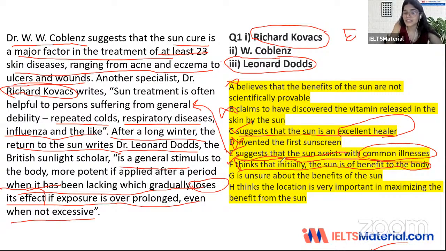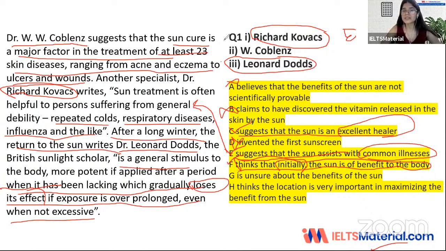Why? Because here we are talking about "initially". We are not saying the sun is always beneficial, or beneficial even if we use it for a prolonged time. We are just saying that initially it is very beneficial, right? And this is exactly what Leonard Dodds has to say: a general stimulus to the body is more potent if applied after a period it has been lacking, which gradually loses its effect if exposure is over prolonged. So if the exposure is over prolonged, the effect is lost, right?